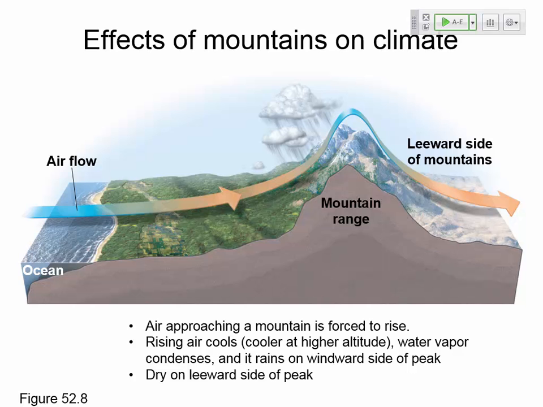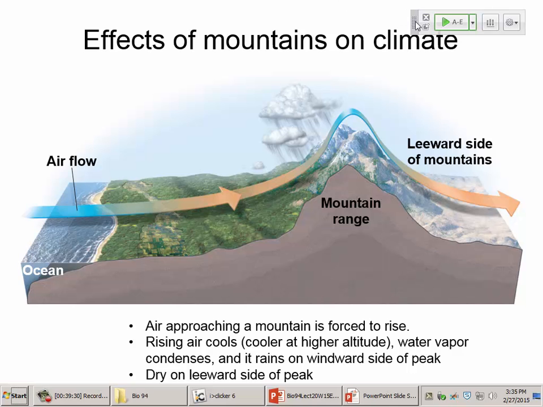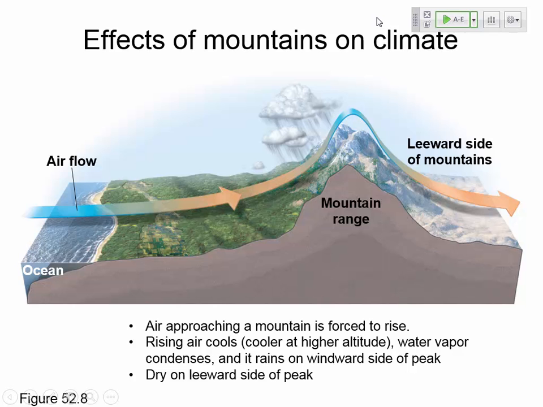So in addition to latitude and sunlight intensity and proximity of water, something else that affects local climate is the topography, specifically mountains. Mountains have an effect on climate because of the effects that mountains have on air as it moves over the surface of the Earth. And this is shown in figure 52-8 from your textbook, which is in front of you right now.